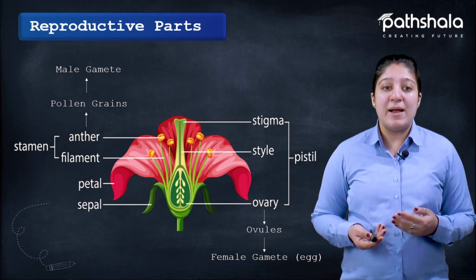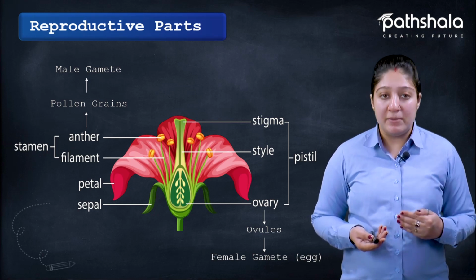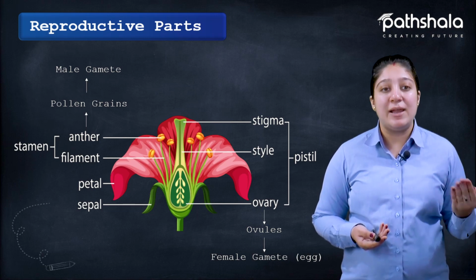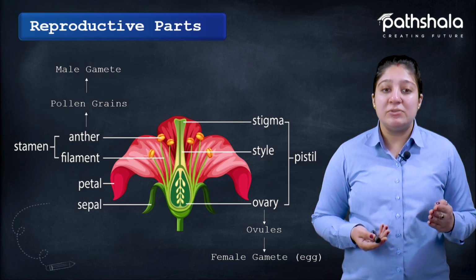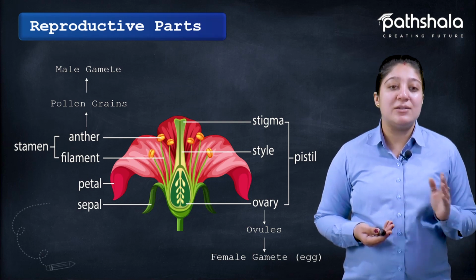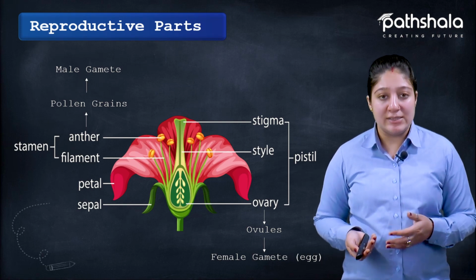Now the other part is the stamen, which consists of the anther and filament. The anther has pollen grains, and the pollen grain produces the male gamete, which fuses with the female gamete, that is the egg, which is present in the ovary, and then the further process of fertilization takes place.